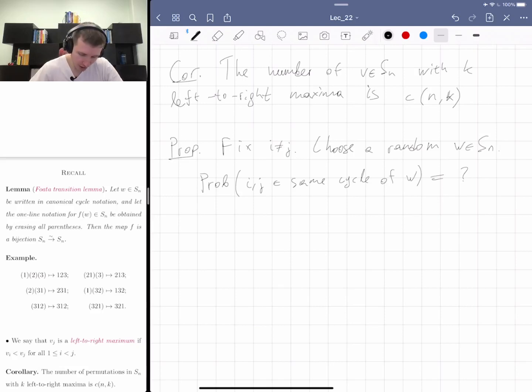Maybe I should even try an example. Let's say we look at this example here. Let's say i and j are 1 and 2, and then they belong to the same cycle here, and here, and here. So that's 3 out of 6. And what about 1 and 3? Also 3 out of 6. It's pretty easy to see that the result does not depend on the actual choices of i and j. But any guesses? What is it going to be for arbitrary n?